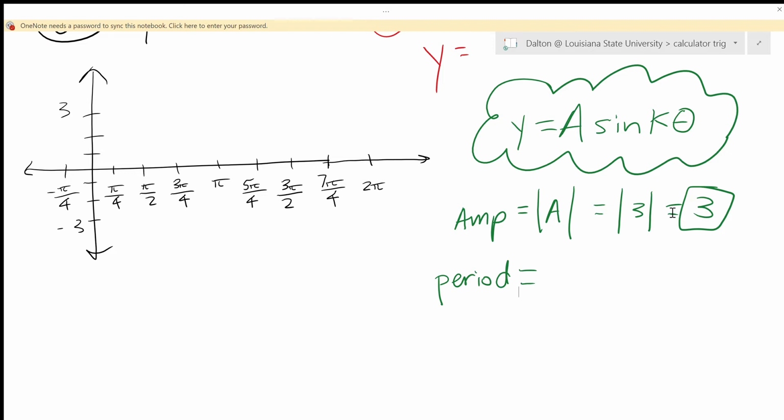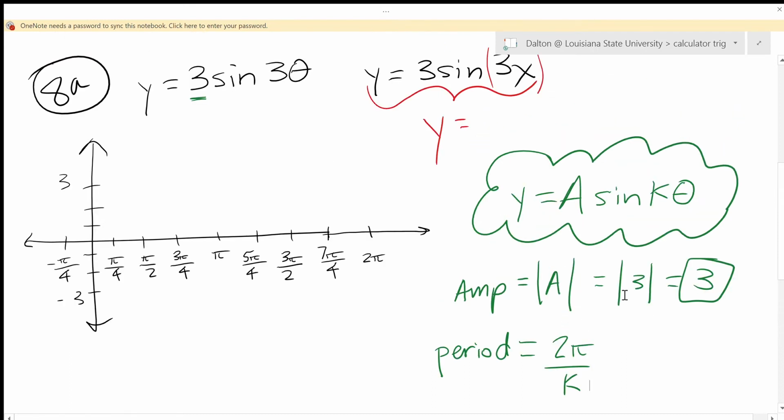It's not just k. No, good guess. That's it. 2 pi over k. So k is the number in front of theta. So in our particular question, what is k?